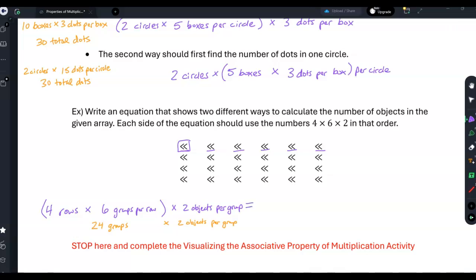All right, and then I want to do another expression where I do 4 times 6 times 2 again, but this time I'm going to change the parentheses. Instead of the parentheses being around the 4 times 6, let's put them on the 6 times 2. If I did 6 times 2, what would that do? That would basically just find 1 row. Let me just look at 1 row and ask, how can I find the number of objects in 1 row? Well, there's 6 groups of objects times 2 objects per group.